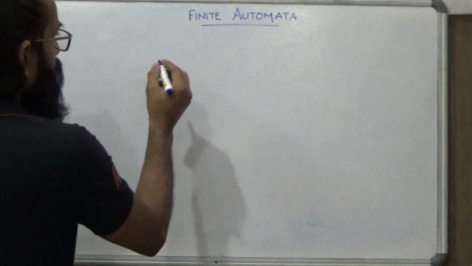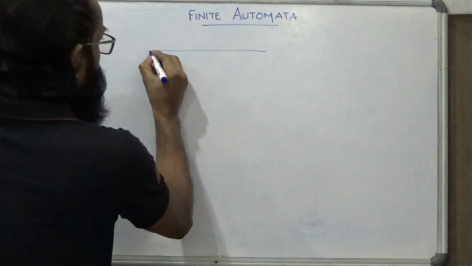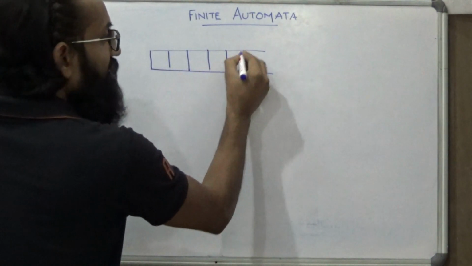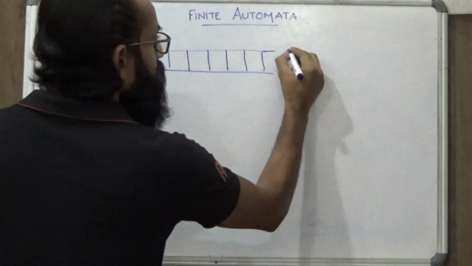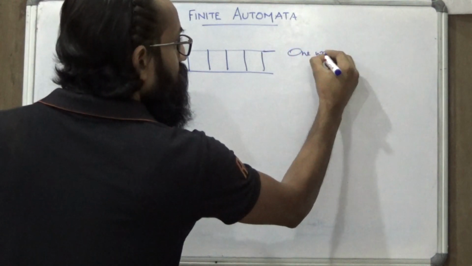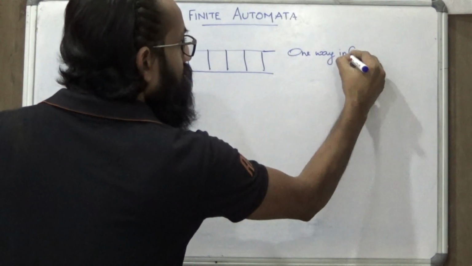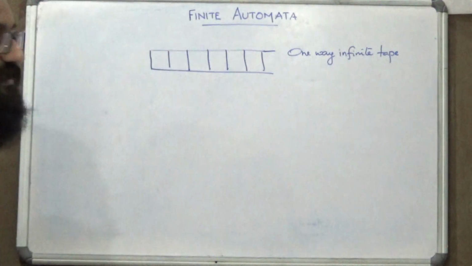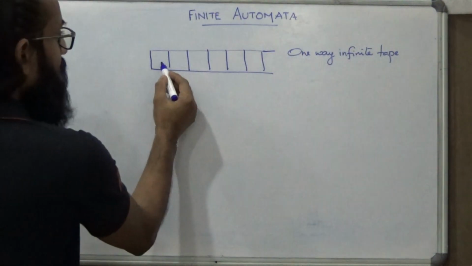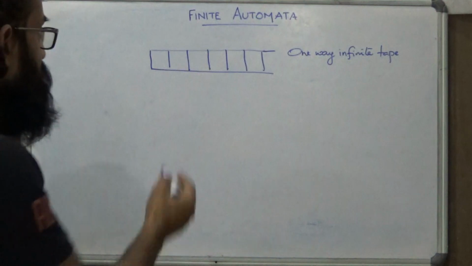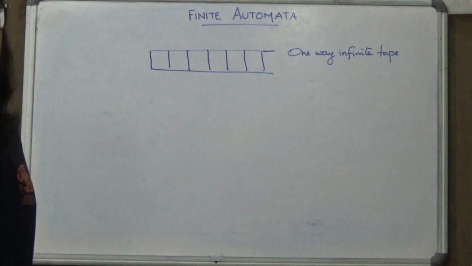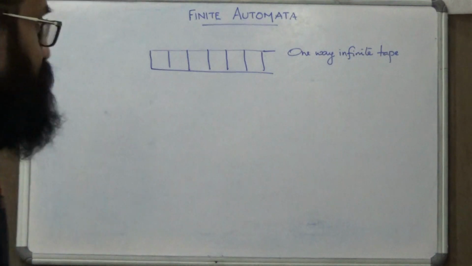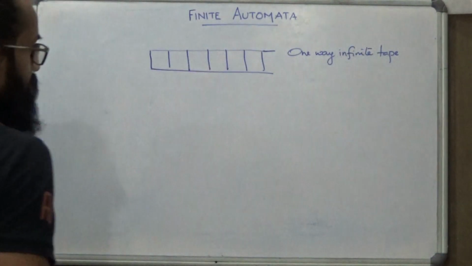So one important component of finite automata is a one-way infinite tape that is divided into unit cells. So these are actually unit cells, and each cell can hold a single alphabet. So this is one important component.